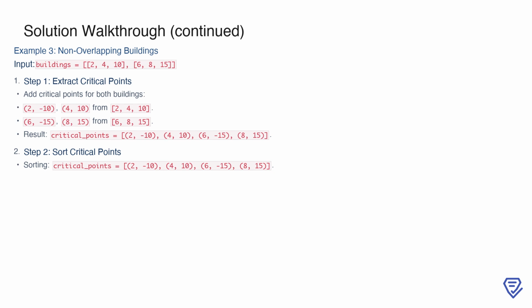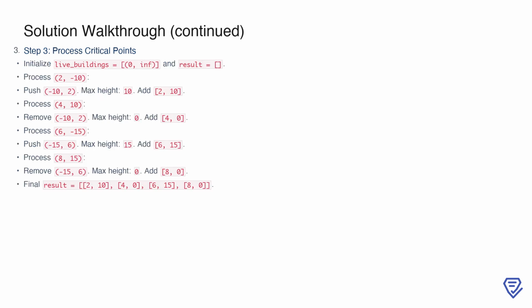Sorting these points by x-coordinates and heights gives the same order: (2, -10), (4, 10), (6, -15), (8, 15). The non-overlapping nature of the buildings ensures that the skyline will contain distinct peaks for each building. With the sorted critical points, we determine the skyline step by step. Starting with (2, -10), we add (-10, 2) to live_buildings. The maximum height becomes 10, so we add (2, 10) to the result.